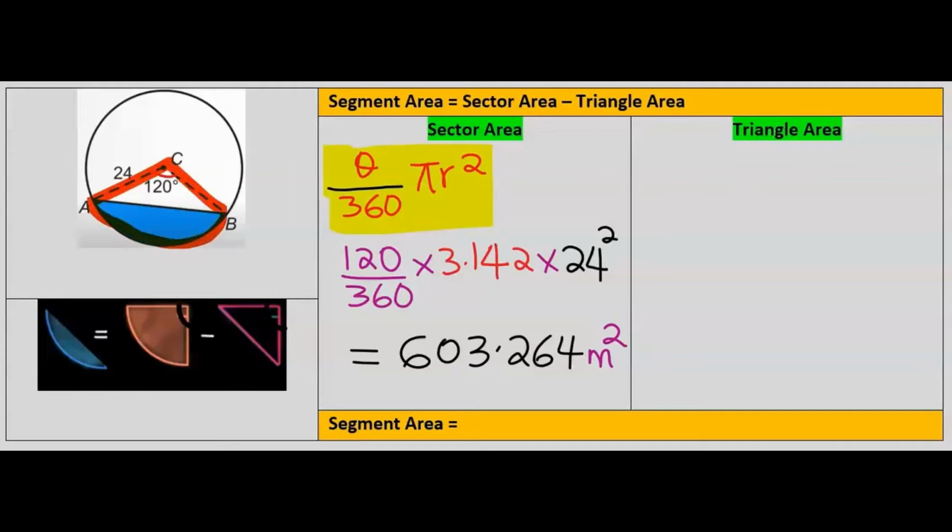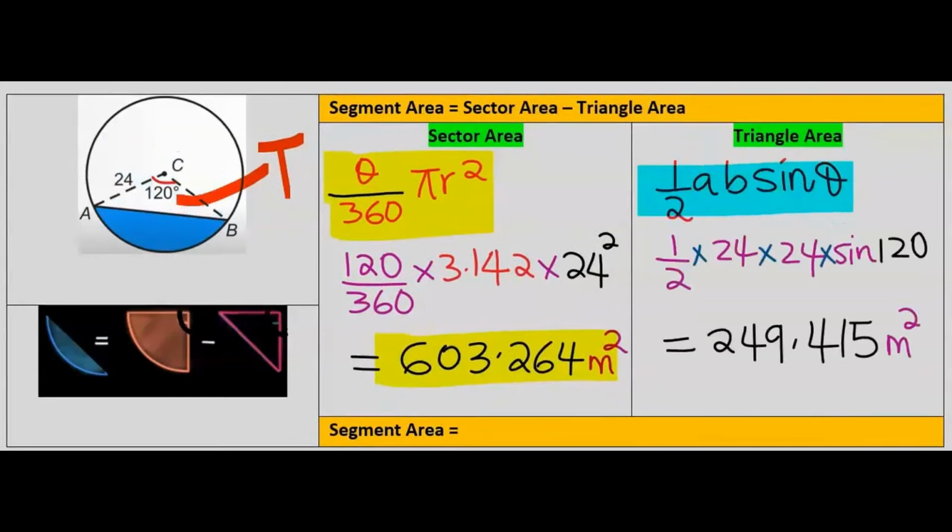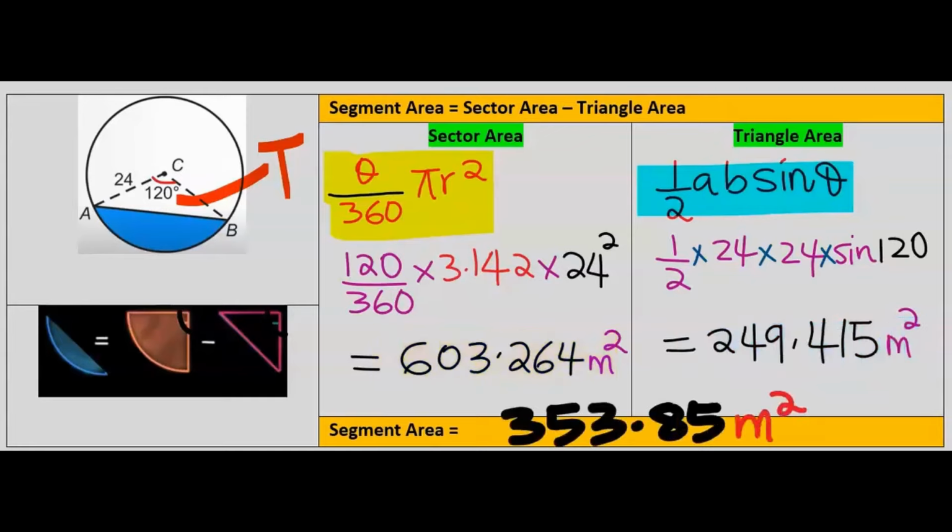The area of the sector is 603.264 meters squared. Next, we're going to find the area of this triangle, which is 1/2 multiplied by the two sides of the radius multiplied by the central angle. Using the area of a triangle with a given angle, our answer is 249.415 meters squared. The area of the segment is area of the sector minus area of the triangle, which is 353.85 meters squared.